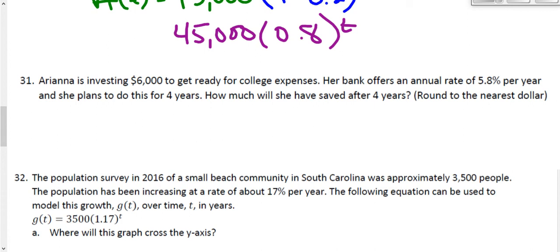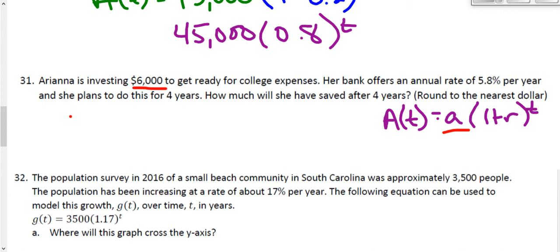So what we're going to do, again, we're going to be using that formula. A sub t is the original value times 1 plus the rate to the t power. And we're going to fill in these values that we're figuring out here. So our initial amount is the amount she's investing. So 6,000. We're going to have to multiply that by 1 plus the rate. And remember, the rate's given to us as a percent, but we need to write it as a decimal.